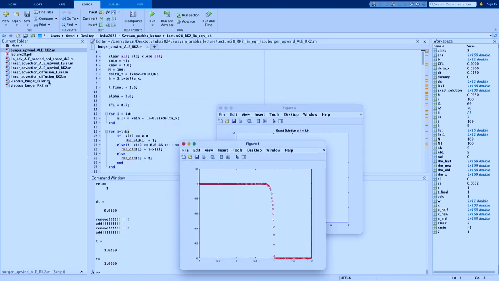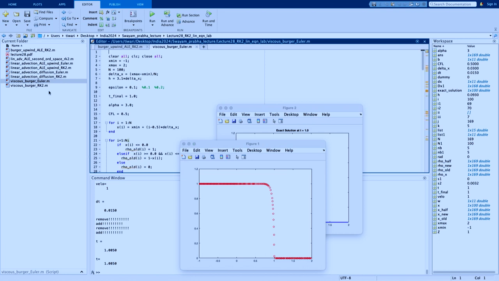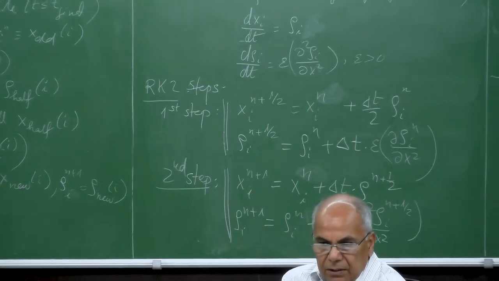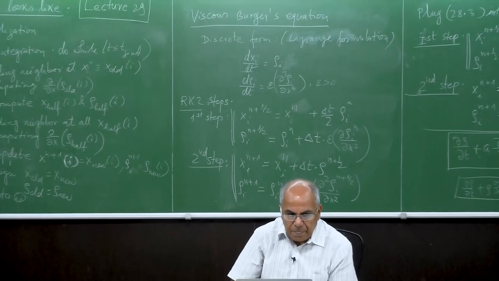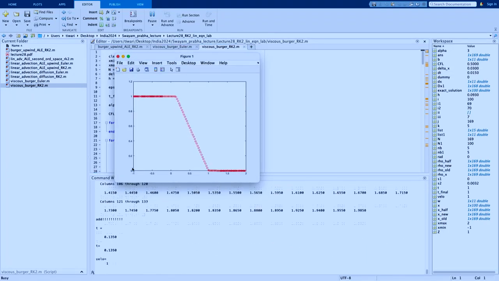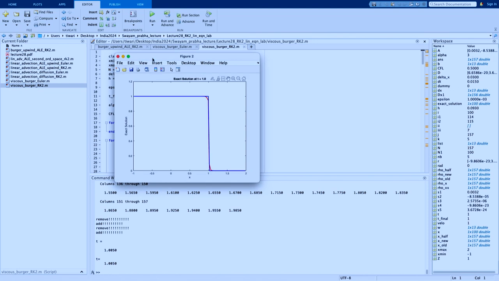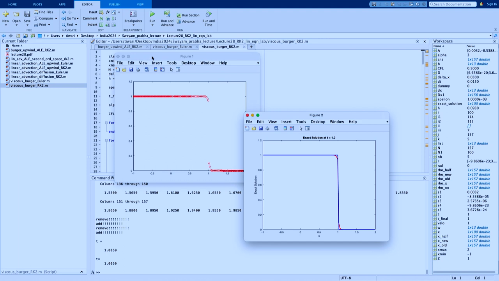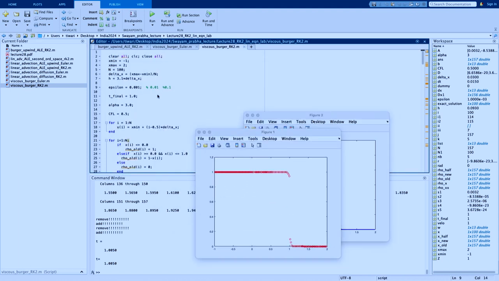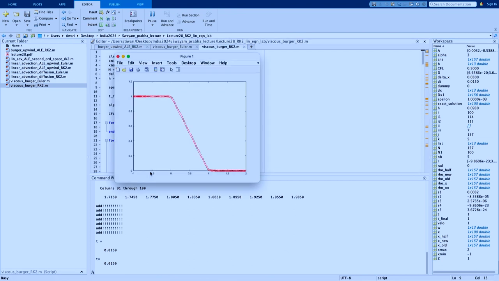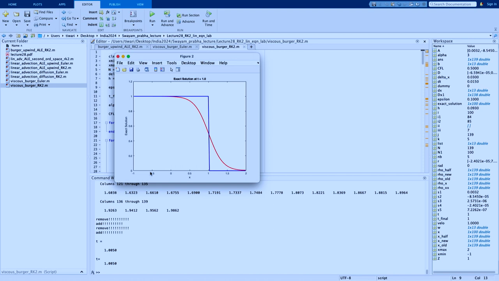And now if I do the viscous Burger equation with the Runge-Kutta method, this part here. So this is the viscous form of the Burger equation, and now we check the solution. We are very close to the exact solution, but our epsilon is very small. Let us play with different epsilon. So what will happen now? If I have my epsilon 0.1, I get a very smearing solution, you see. So it's too much viscosity.